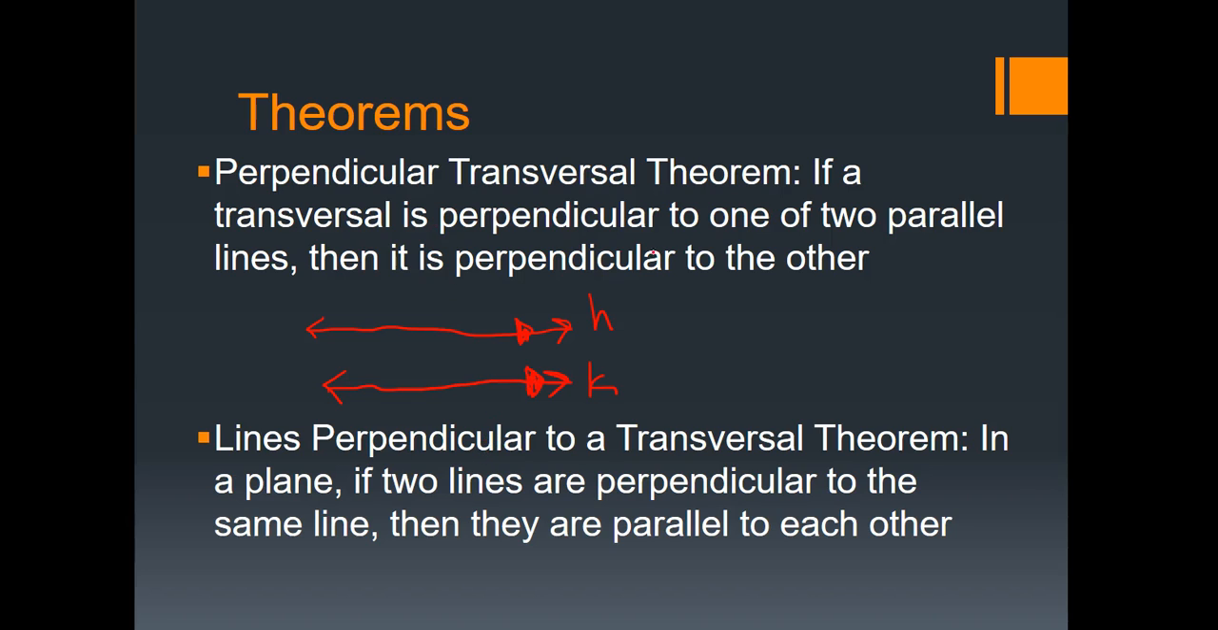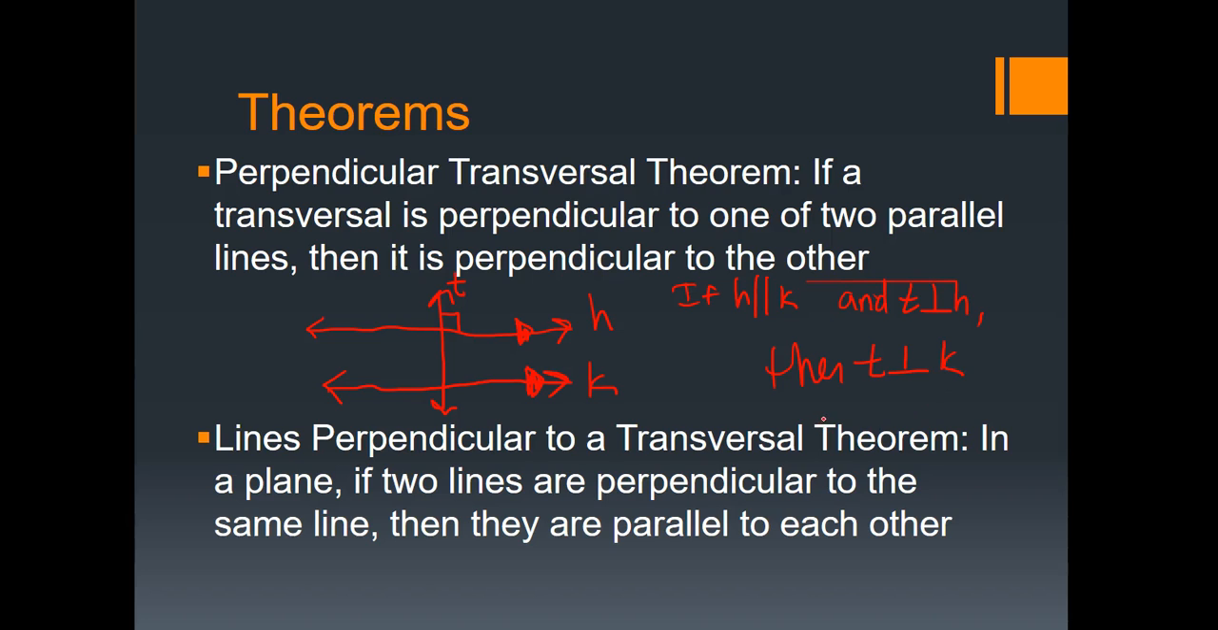So if a transversal is perpendicular to one of them, so let's draw a transversal, T. So if it's perpendicular to one of them, and since the lines are parallel, then it has to be perpendicular to the other. So in words, if H is parallel to K, and T is perpendicular to H, then T must also be perpendicular to K.